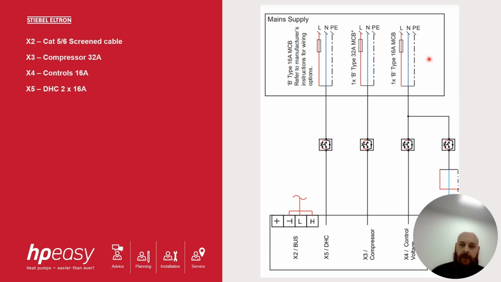Your third supply will be your control supply. This is a 16-amp supply that will power both the outdoor controls and the indoor WPM. You will need to use rotary isolators for both circuits to be able to switch these off and isolate them independently. Finally, we have our communications, which is a Cat5 or 6 screened cable. And this will connect to X2 and wire back to our WPM controller inside the property.